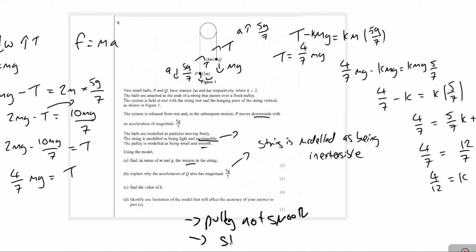You could also say the string might have a mass. I think that would be enough. Those are the two main ones that they want you to have: the pulley is not smooth, or the string has a mass. Those are the two common ones that I would focus on. There are other ones, but to be honest with you, those are the two main ones. I would avoid using air resistance in this question, because the bigger reason is either the friction due to the pulley or the fact that the string has a mass. Anyway, that is the end of this question.